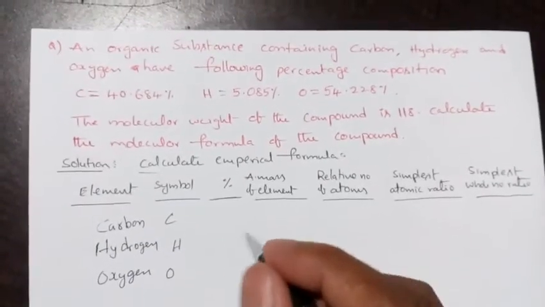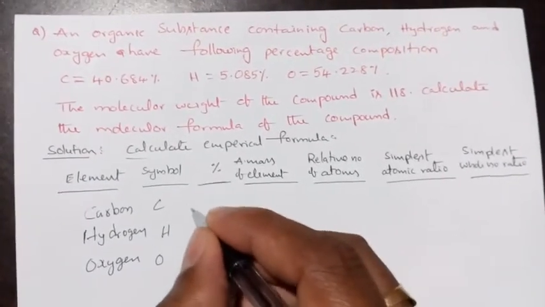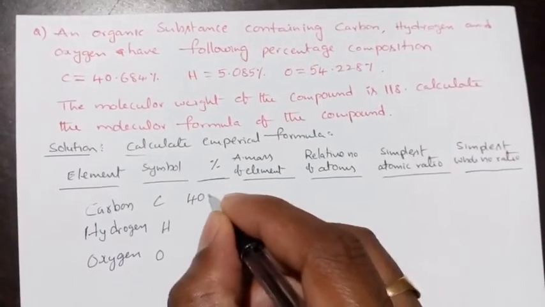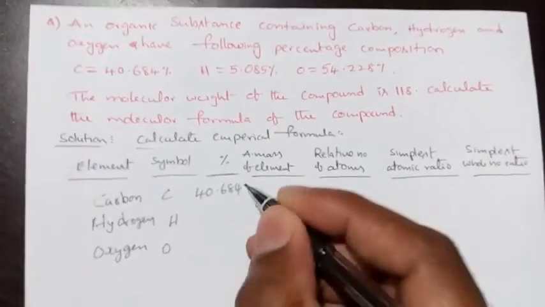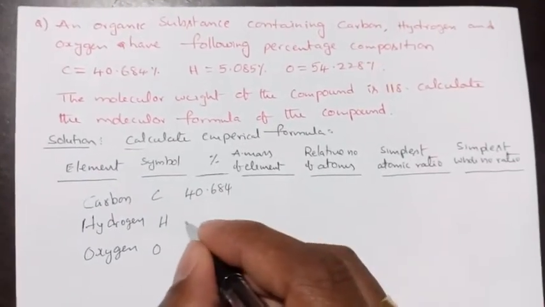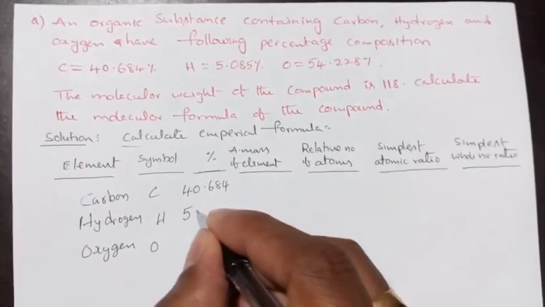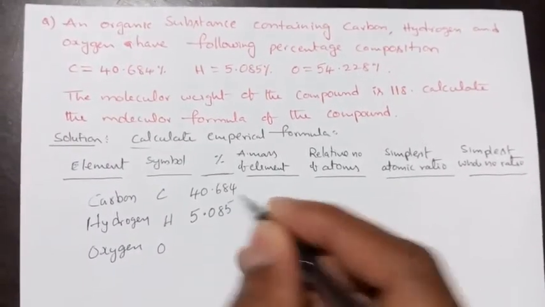The percentage composition of carbon is given, that is 40.684. Hydrogen is 5.085.